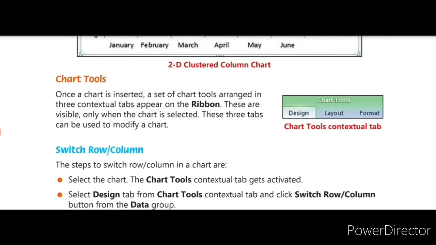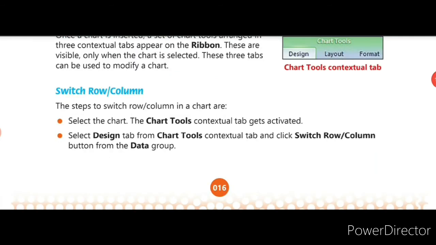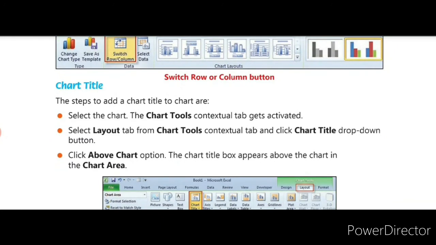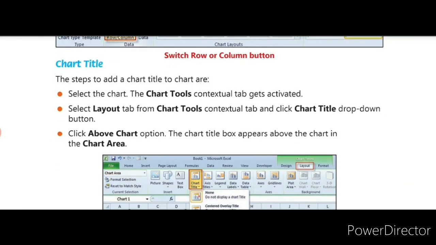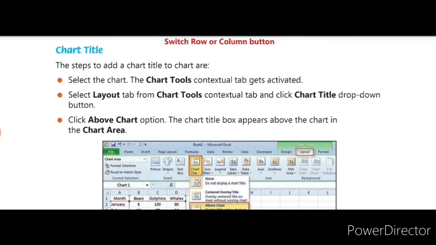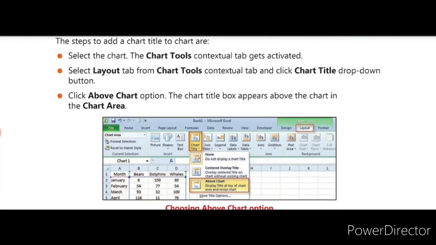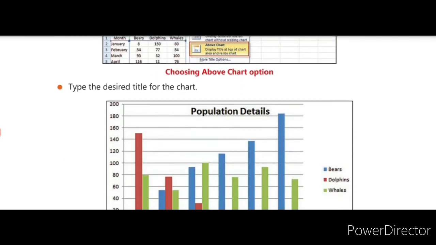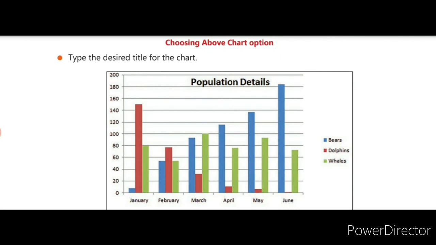Okay, next we have seen how to show the chart tools. Only if you select the chart, your chart tools contextual tab will be shown. Okay, so this will be presented on the top of the ribbon. So we have seen how to switch the row or column using the design tab from the chart tools contextual tabs. Next we have seen how to select the chart title using the layout tab from the contextual tabs. Okay, so this is how your chart title will be displayed.